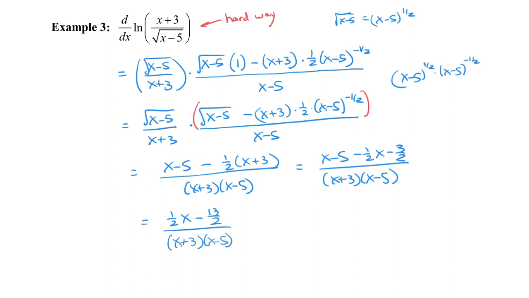And I know you guys do not like to see fractions inside of fractions, so we can fix this. Multiply by 1 in the form of 2 over 2. And that 2 in the numerator will distribute through here and give us x minus 13. So we will finally get x minus 13, and the denominator will have a 2 with an x plus 3 and an x minus 5. So that is one way to do that problem, but that is definitely not an easy way.